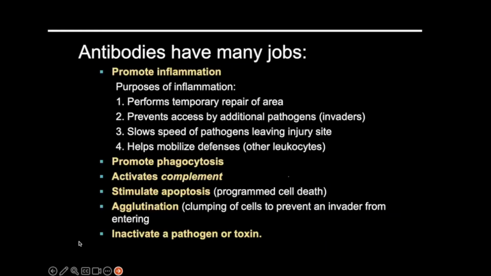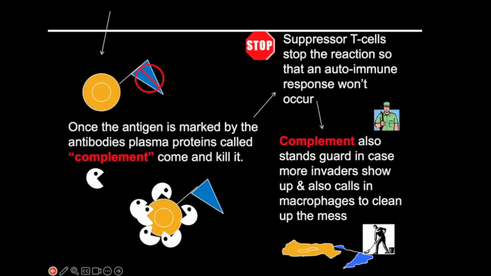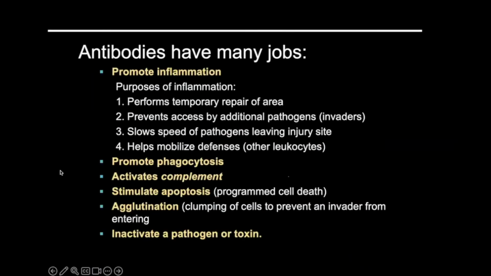All right, antibodies have many jobs. So they promote inflammation. We've talked about what inflammation does for us. Promotes destruction or phagocytosis. It activates complement. We just looked at complement here. That's the guys who actually kill it and then stand guard and call for the cleanup crew. Antibodies also stimulate apoptosis, where we talked about that. That's cell death.